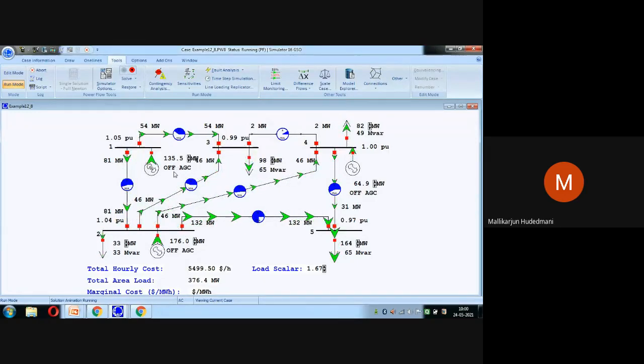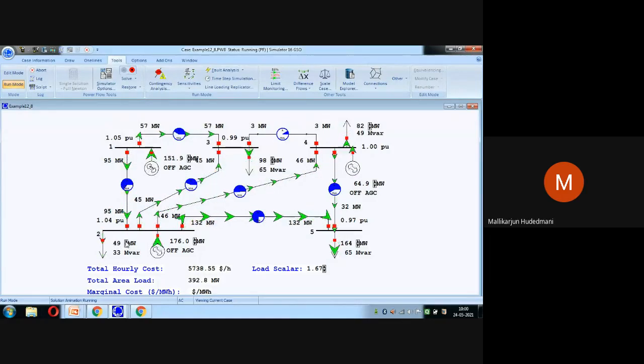So let's see. I have turned everything off. Let us increase the load here. Then observe the 176 megawatt of this generator, and the other generator is how much? It is 64.9 megawatt, and this is 135. Only this generator will respond. Let us see what is going to happen.